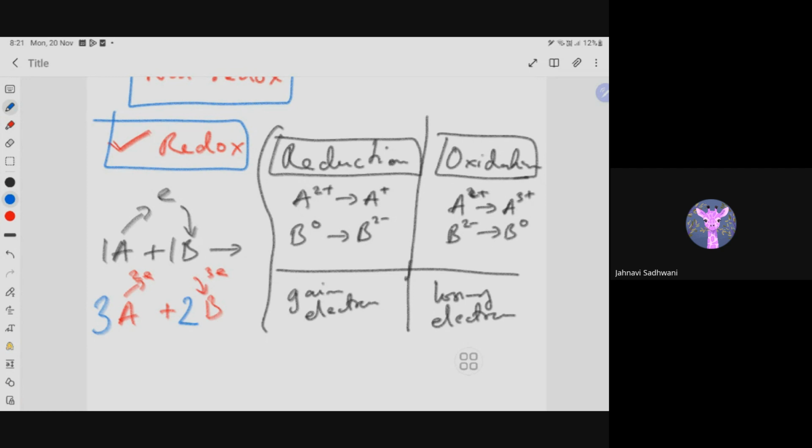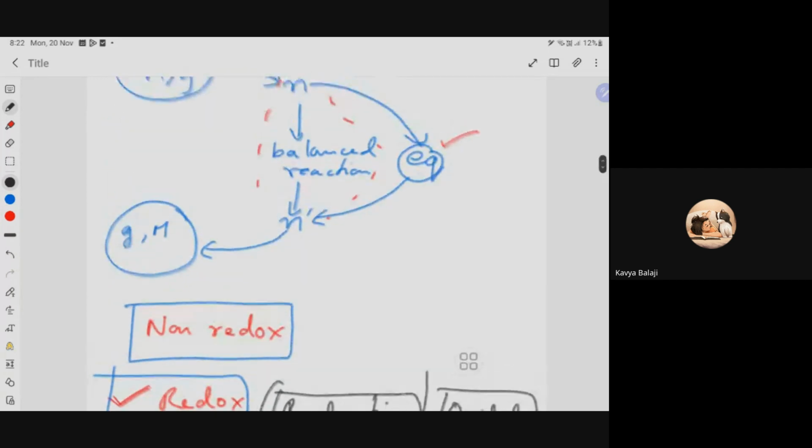Is that clear? Now you have to be very clear in your head. If you know how many electrons A is losing, then you know the equivalence of A. Yes, sir. I'll do everything, just wait for 10 minutes. If you know how many electrons B is gaining, then you know the equivalence of B. So there comes the equivalence concept.